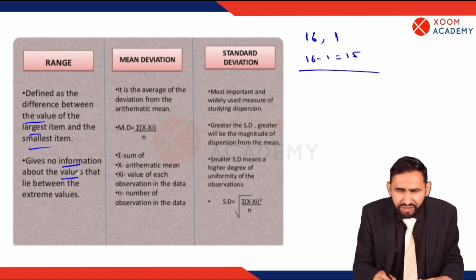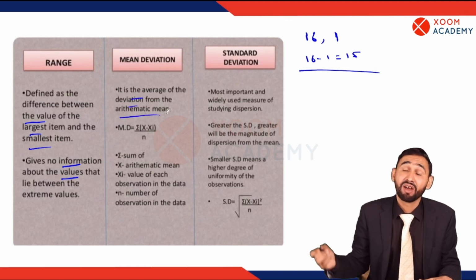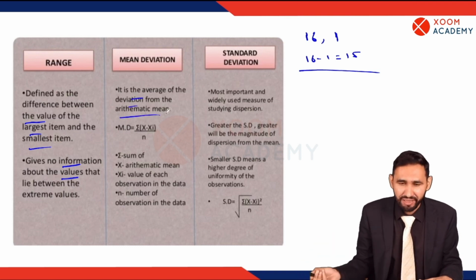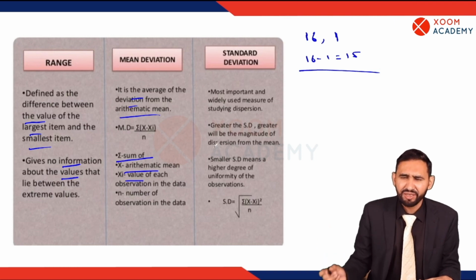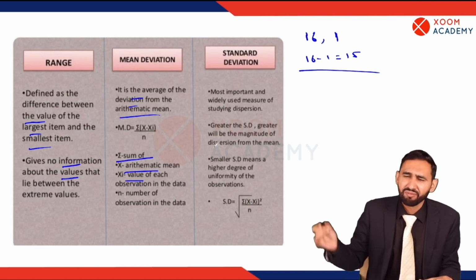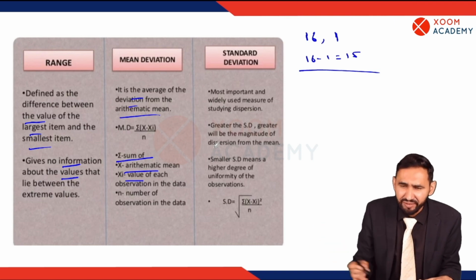And what is mean deviation? It is the average of deviation from the mean. This is mean deviation. In sigma, or summation, we use the sign of summation. x bar is the mean, and x minus x bar is the difference from the mean. And standard deviation: when we take the square root of the squared mean deviation, this is standard deviation.